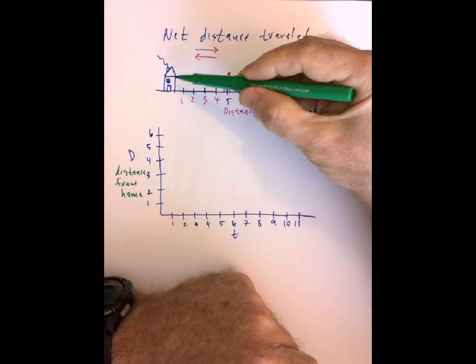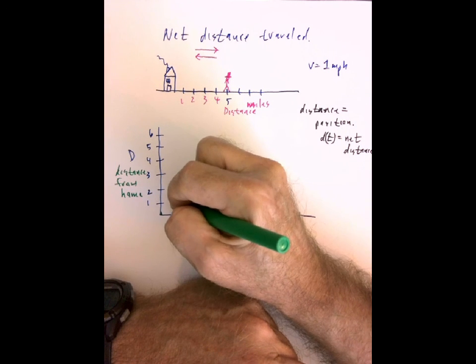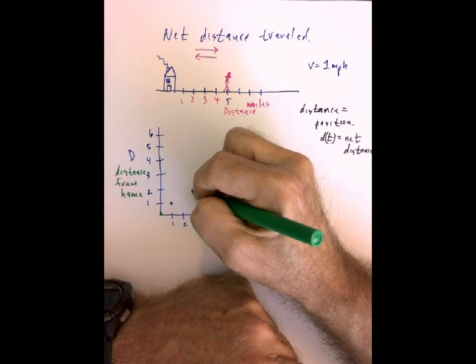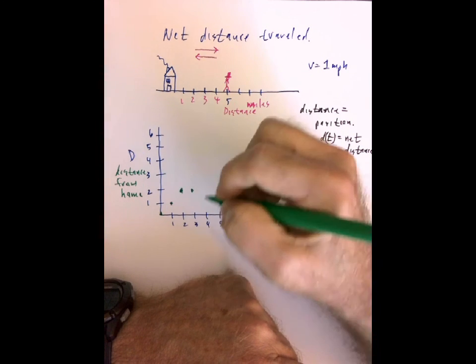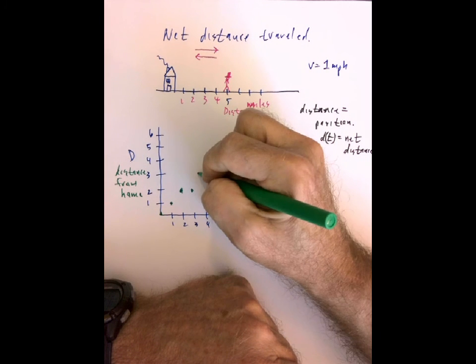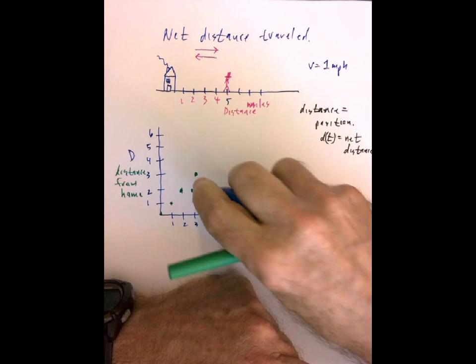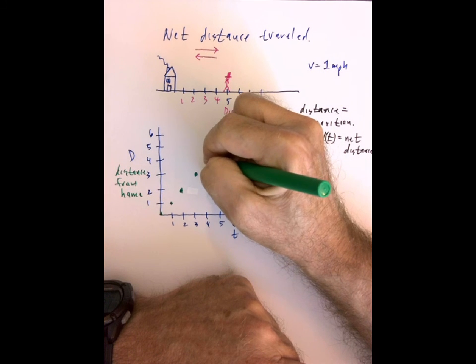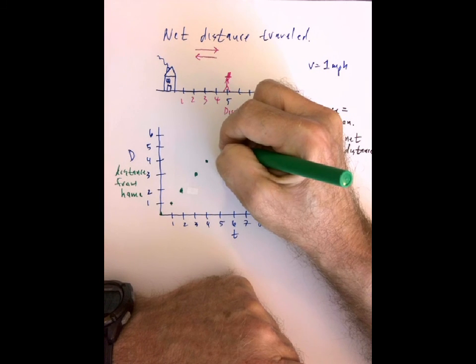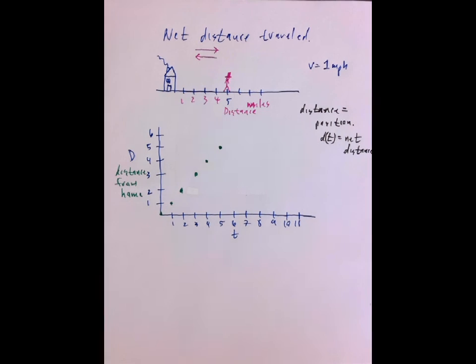So, John's walked this way, so at time 0, he was at 0. After 1 hour, he was 1 mile away. 2 hours, he was 2 miles away. 3 hours, he was 3 miles away, right? After 4 hours, he was 4 miles away. And after 5 hours, he's 5 miles away at his lunch spot. So he sits down, eats his lunch. Now he's going to go back.